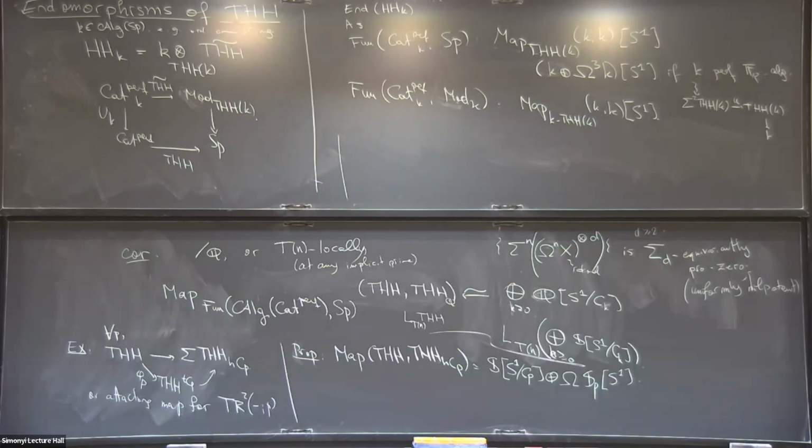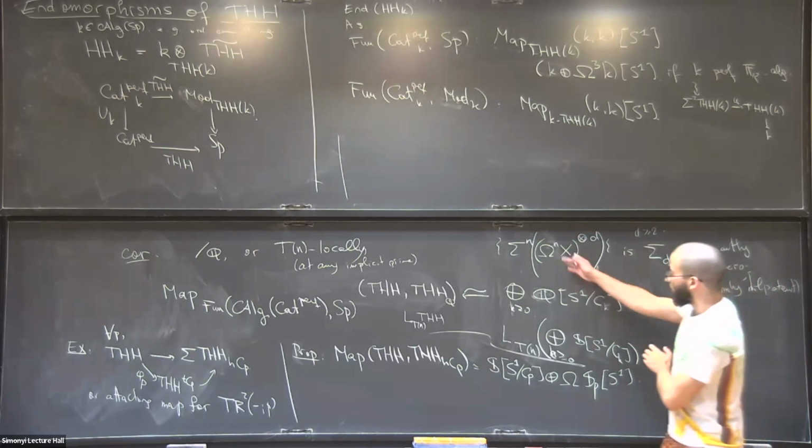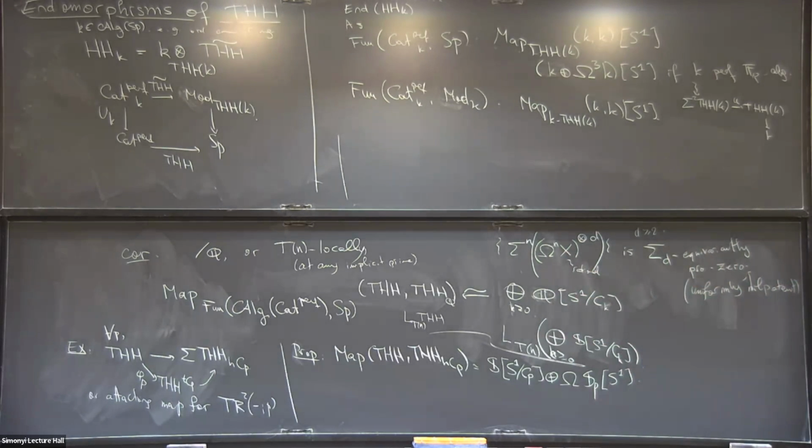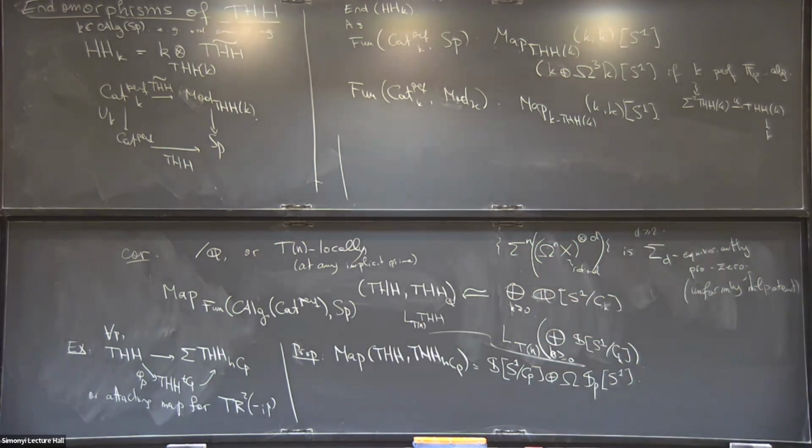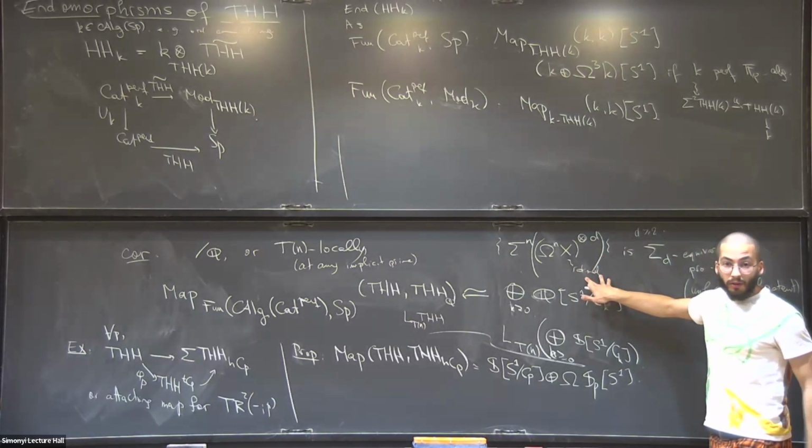And this is just not true if X is not rational or if you're not TN local. But it is true if you're rational or tensoring with some kind of finite type n complex. And the uniformity is quite important to be able to really pull out this direct sum. If X is a finite complex. No, sorry, X is some rational spectrum here.